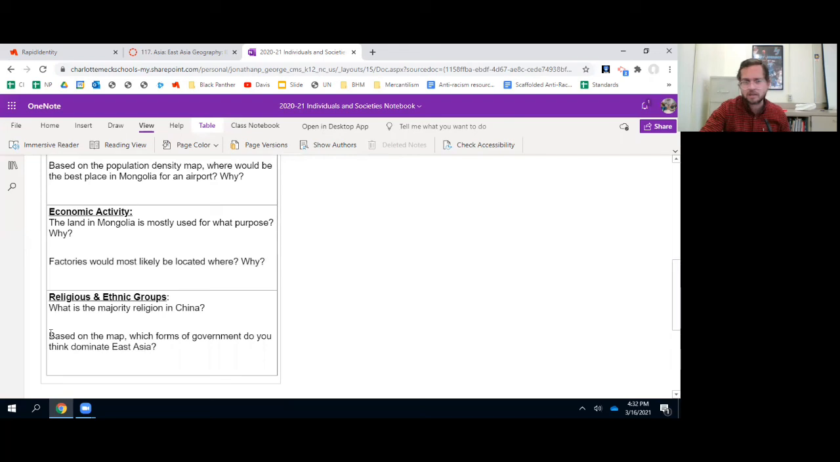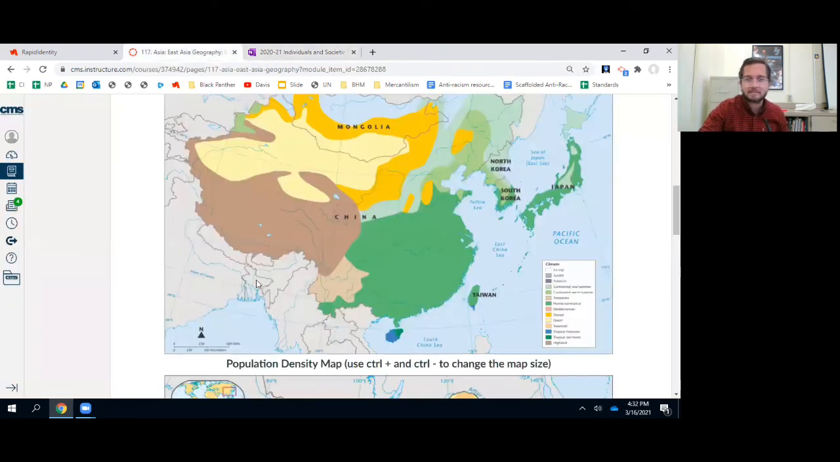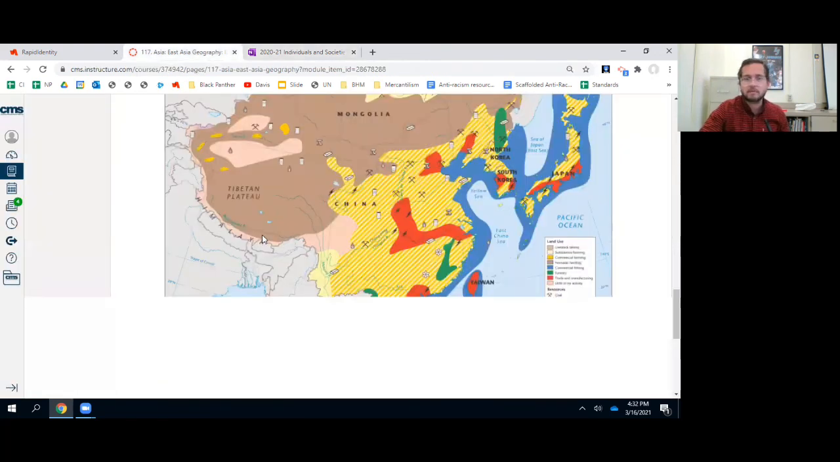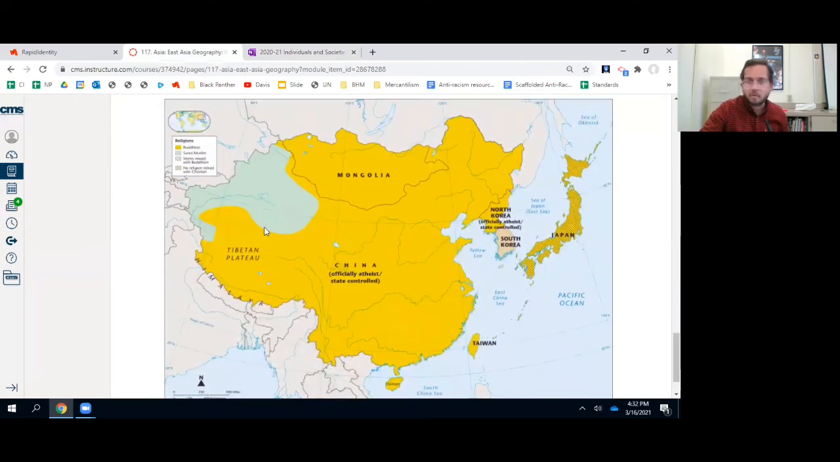And I like this question. Based on the map, which forms of government do you think dominate East Asia? Okay, I like that question a lot. Based on this map, whoa, I don't know what happened. Right here. What type of government, based on just this, what form of government do you think is really dominant throughout East Asia? Okay. All right.